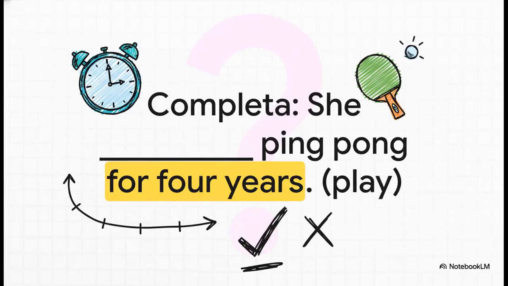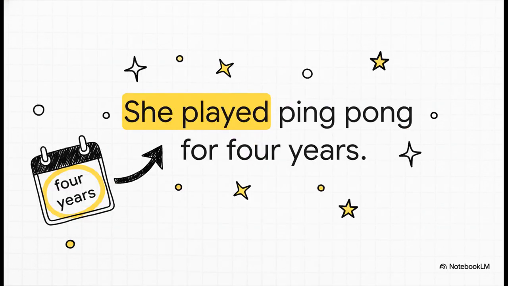Okay, what's the first thing we notice here? The phrase, for 4 years. That's a specific unit of time, and according to our golden rule, what does that mean? It means we cannot use used to. Therefore, we just need the simple past of the verb play. Exactly. She played ping pong for 4 years. It's the only correct answer because of that time specification.